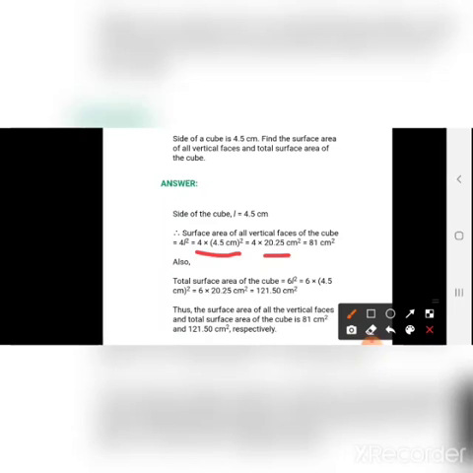Next we have to find the total surface area of the cube. The formula is 6L square, 6 into 4.5 whole square. We already have the value of 4.5 whole square. So 6 into 20.25 will give you 121.50.